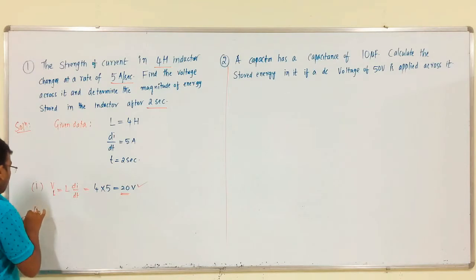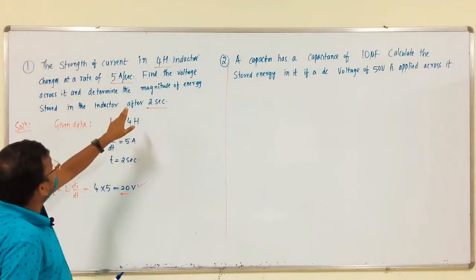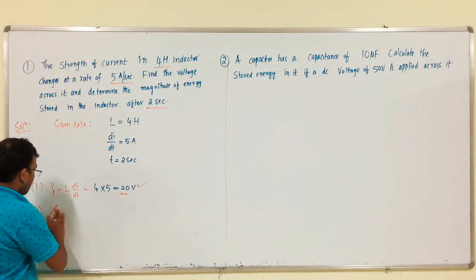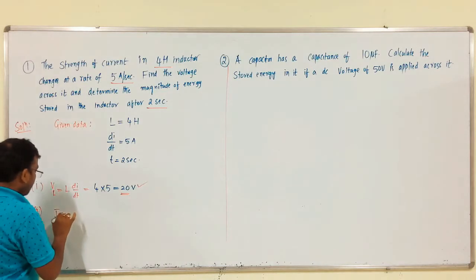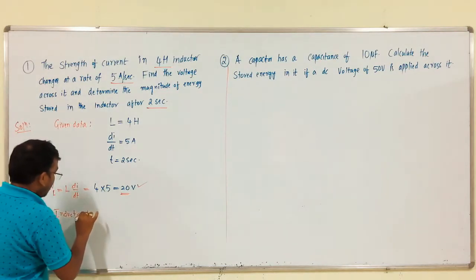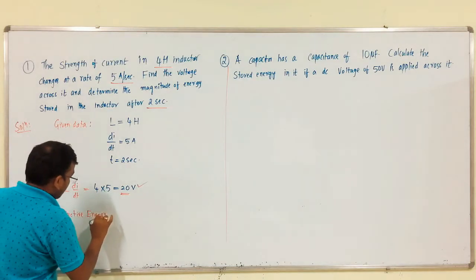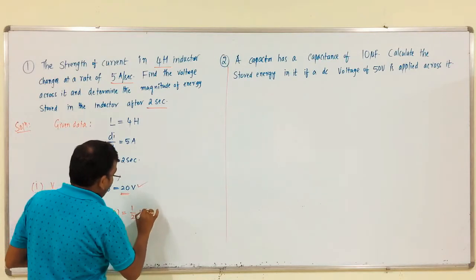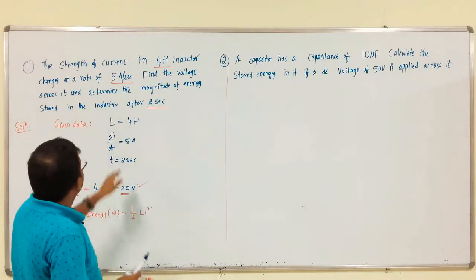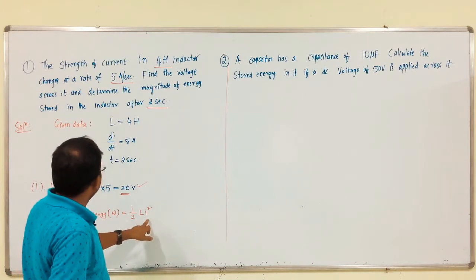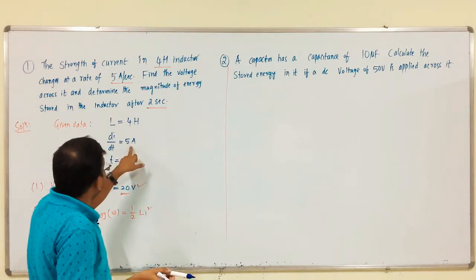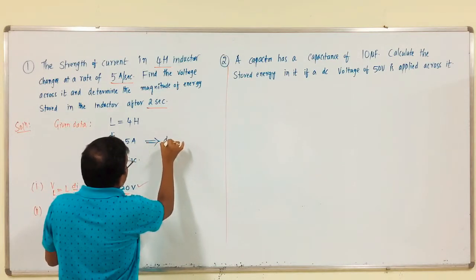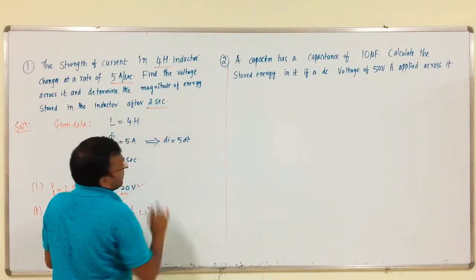Next, second one, we have to calculate the energy, that is inductive energy. The element is inductor, that is why it is called inductive energy. W is equal to, we all know, half L i square, right. Given L is 4 Henry, but we do not have the value of current, but we have the rate of change of current. So, from this, di is equal to 5 dt, right.